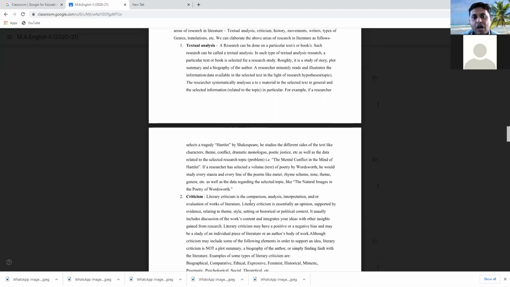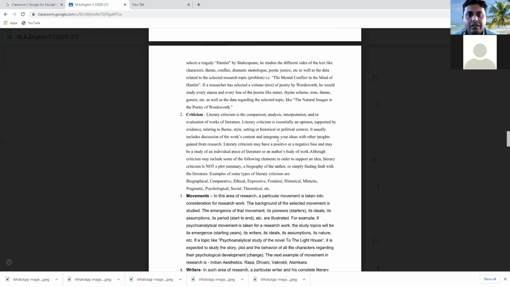with the story. And if I want to study a particular angle, that is the ghost in Hamlet, then I have to include that particular topic also, right? So a general plus particular approach while studying that particular text becomes textual analysis, textual study, right? That's it. So the next thing for research is criticism.